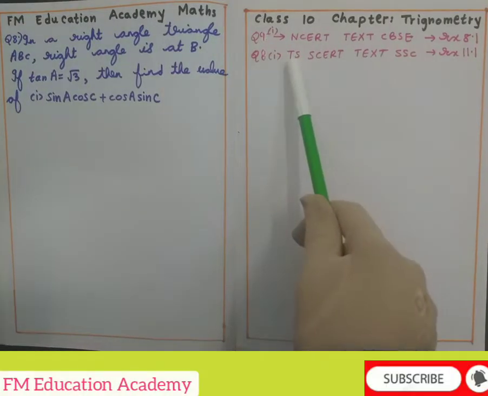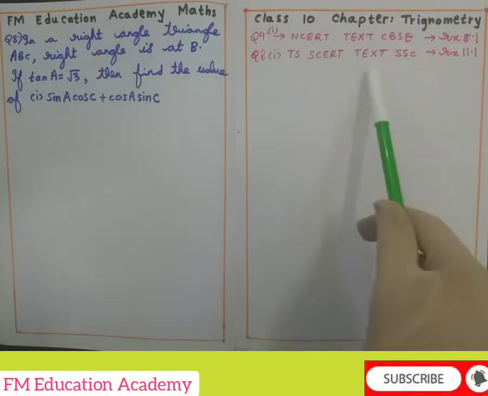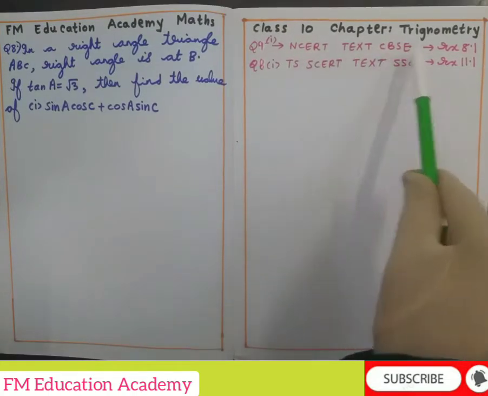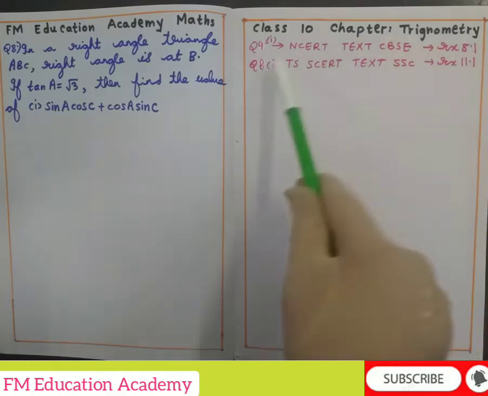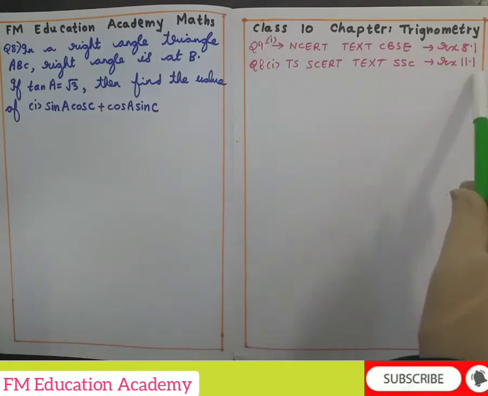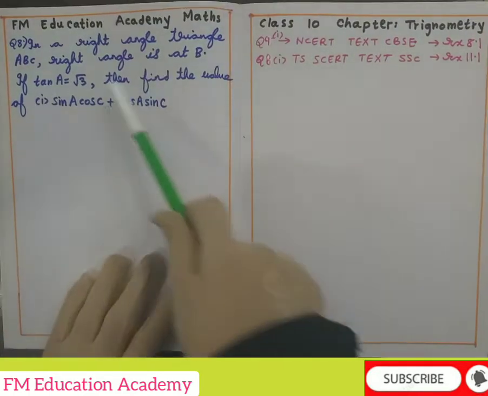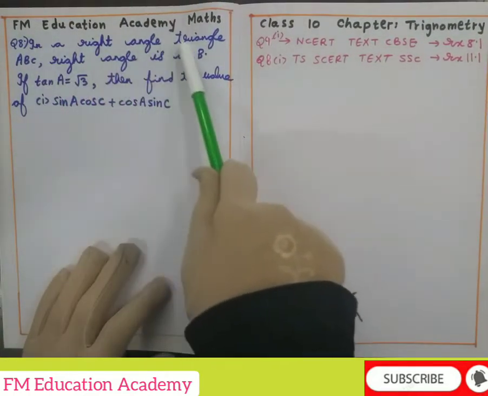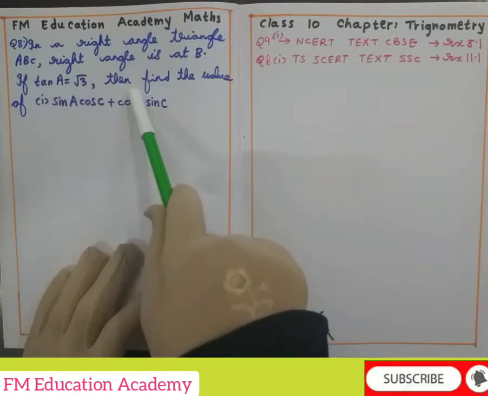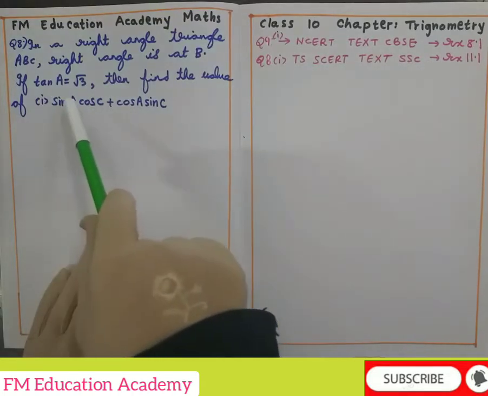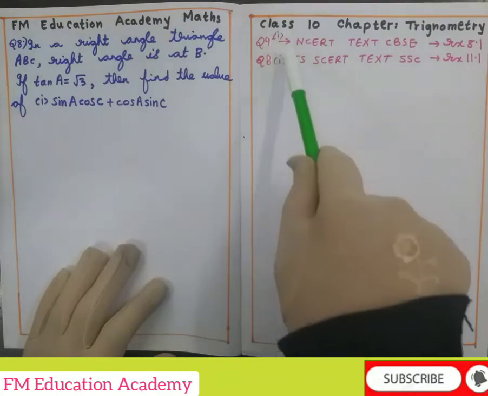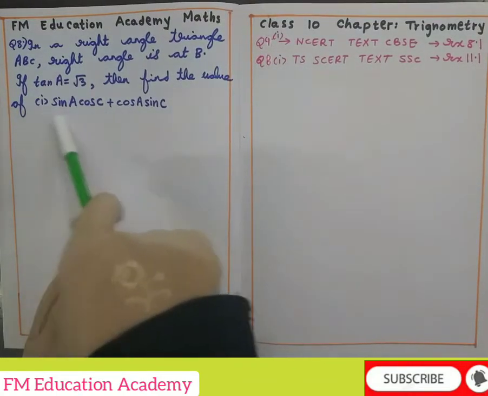In today's video lecture, we will see a sum from the chapter Trigonometry, question 9, first bit of NCERT textbook from CBSE exercise 8.1 and question 8, first bit of TS SCERT textbook SSC exercise 11.1 of maths class 10. So the question is: in a right angle triangle ABC, right angle is at B. If tan A is equal to root 3, then find the value of sin A cos C plus cos A sin C. In this question 9 and question 8 we are doing the first bit. So it is asking us to find out this value.